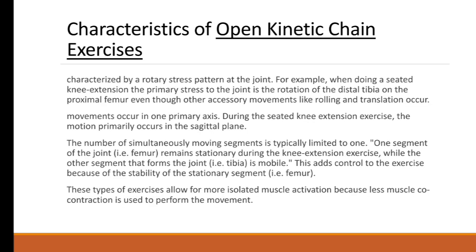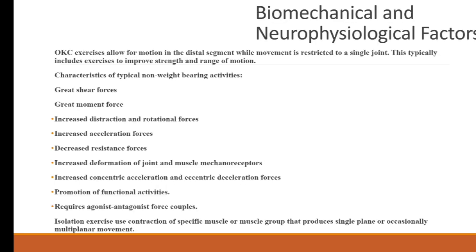It is basically characterized by rotatory stress pattern at the joint. For example, we are doing a seated knee extension. The primary stress to the joint is the rotation of distal tibia on proximal femur, even though other accessory movements like rolling and translation occur. Movement occurs in one primary axis during the seated knee extension exercise, and the motion primarily occurs in the sagittal plane. These types of exercise allow for more isolated muscle activation because less muscle co-contraction is used to perform the movement, along with biomechanical and neurological factors.